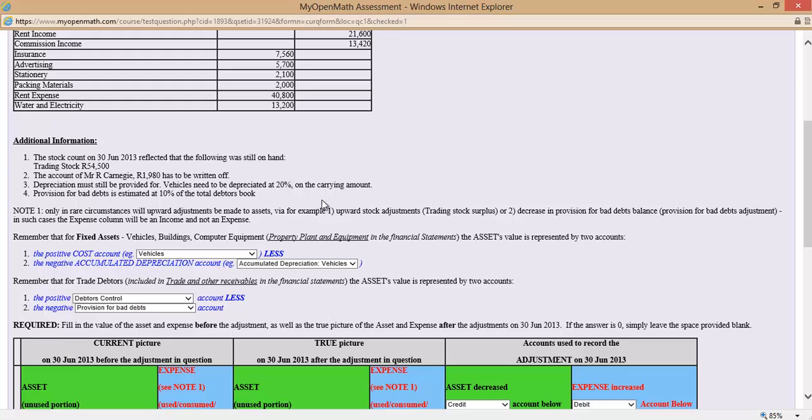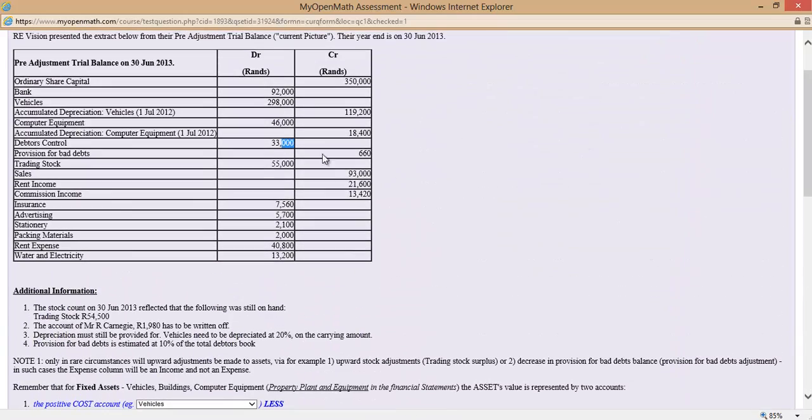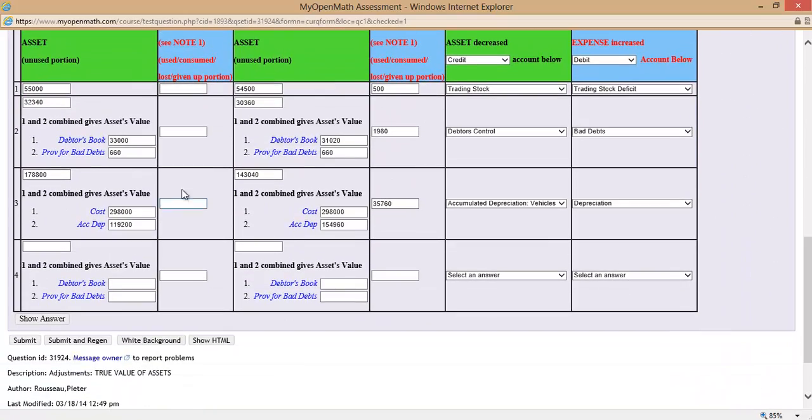So my last bit of additional information: provision for bad debts is estimated at 10% of the total debtors book. Okay, so what is my debtors book before this adjustment? Remember, before this adjustment we've already had an adjustment to the debtors book of 1980, which was the bad debts. So that decreased my debtors book from the 33,000 Rand in the trial balance to the 31,020 after the adjustment.